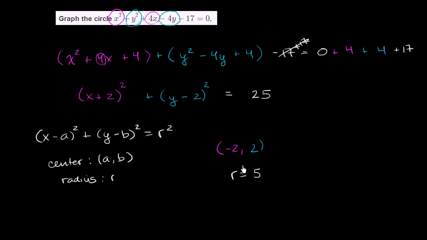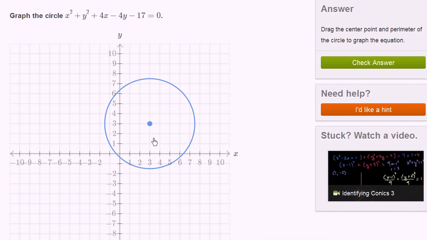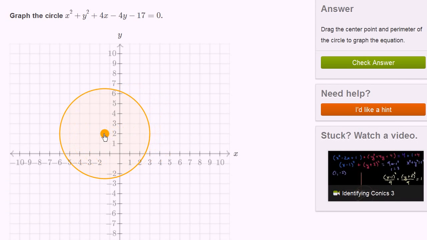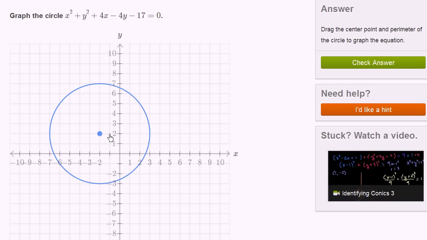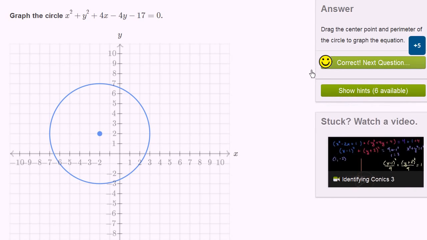So let's go back to the exercise and actually plot this. So our center is negative 2, comma 2. So that's right over there. X is negative 2, y is positive 2, and the radius is 5. So let's see, this would be 1, 2, 3, 4, 5. So you have to go a little bit wider than this. My pen is having trouble. There you go. 1, 2, 3, 4, 5. Let's check our answer. We got it right.